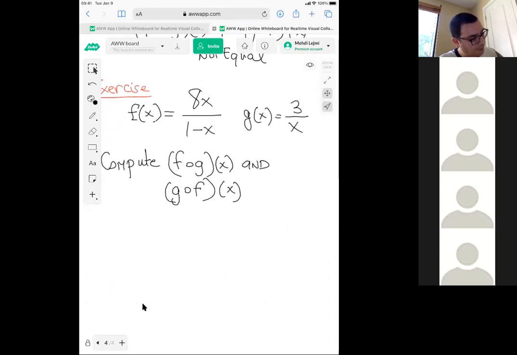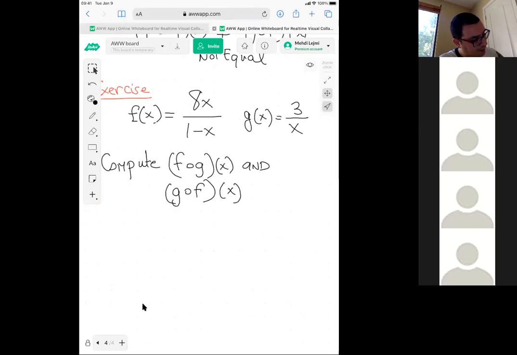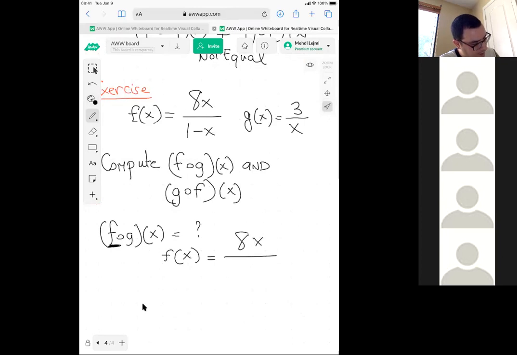Right. So for f composed with g, so for f composed with g of x, right? As I said, you have f first. So write down f. It's 8x over 1 minus x.